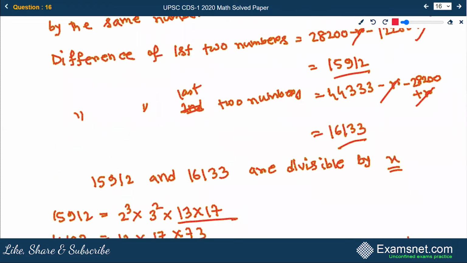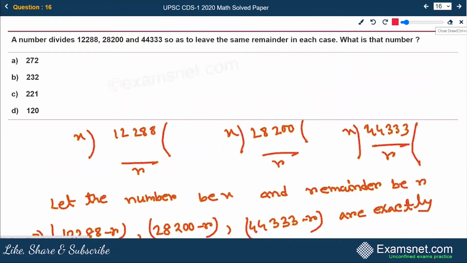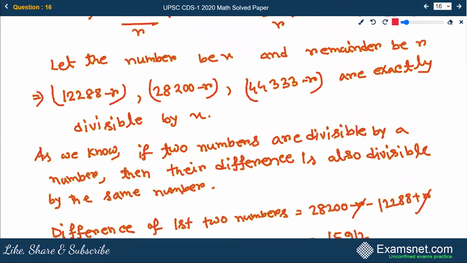So here the number 221 is the largest number. If it divides all these three numbers, it will leave the same remainder in each case. Here answer option C is the correct answer, 221.